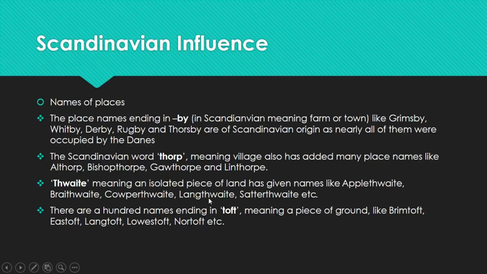So mainly in the names of places. And then there are a number of place names ending in toft. Toft also means a piece of ground. We have place names like Brimtoft, Easttoft, Langtoft, Lowestoft, Northtoft, etc. So basically, this is how you can see the Scandinavian influences in the names of places. Place names ending in by, thorp, thwaite, toft, etc.